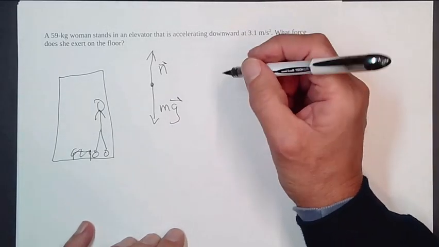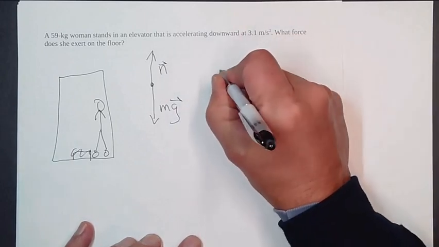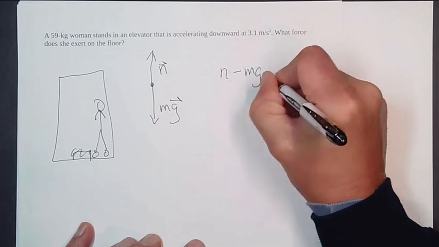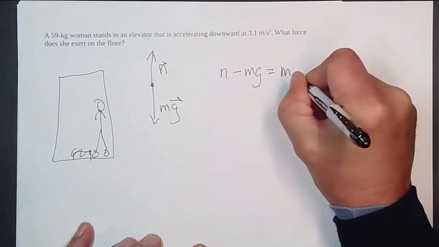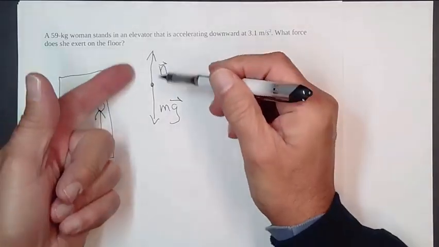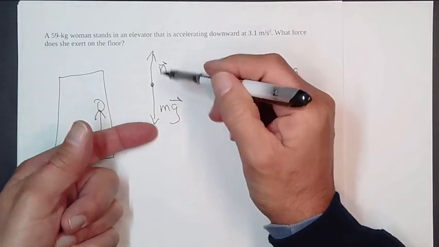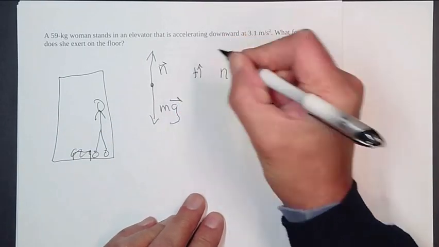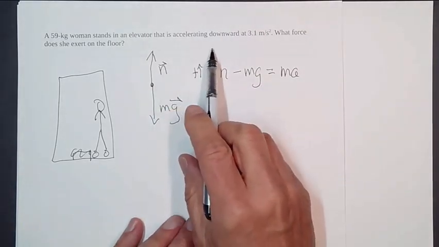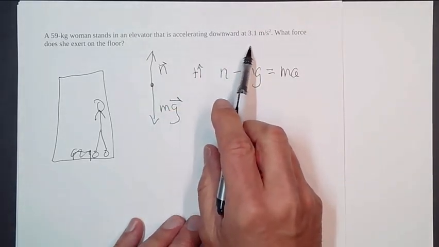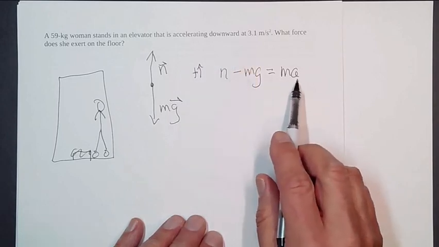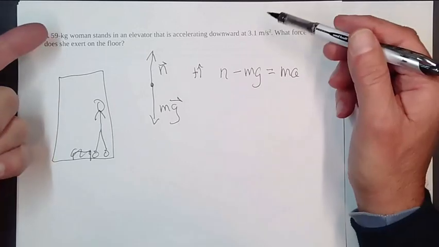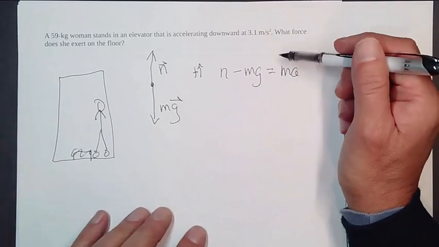Let's see, we could let up be positive, and we can say that N minus mg equals ma. Now, if you only have one dimension going on, you can quickly convert it into a scalar equation. Just pick a direction to be positive, and that's that. Now, they said she's accelerating downward at 3.1 meters per second squared. I'm going to leave it just as ma for the time being, because who knows, we might switch it and have her accelerating upward at 3.1 meters per second squared.